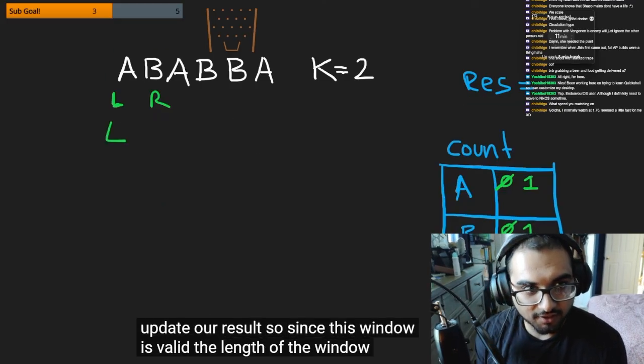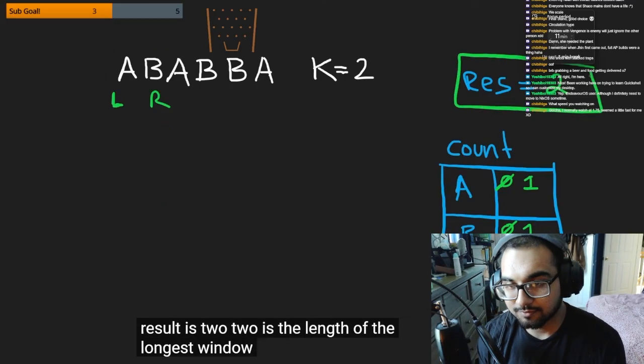So since this window is valid, the length of the window is going to be set to the result, right? So right now the result is 2. 2 is the length of the longest window that we can get. So that's our result for now.